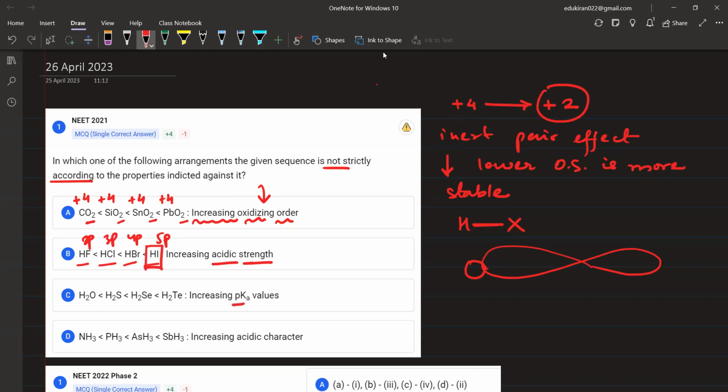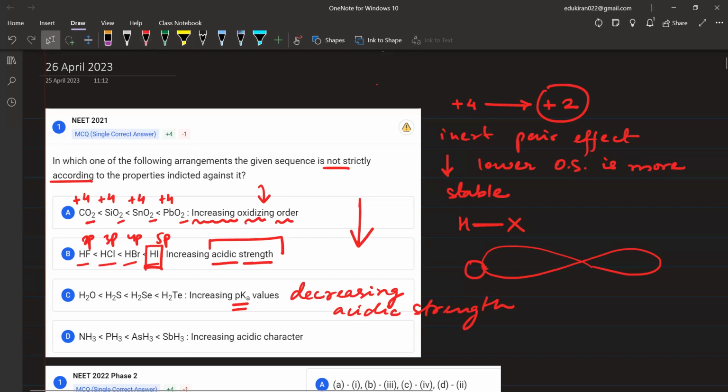Now, similarly, we have increasing pKa value. That means decreasing acidic strength. We have just seen that down the group, if I have hydrogen and the non-metal, the acidic strength increases. Now the order that they are showing is not the correct order. So this is going to be the wrong statement and the correct option.